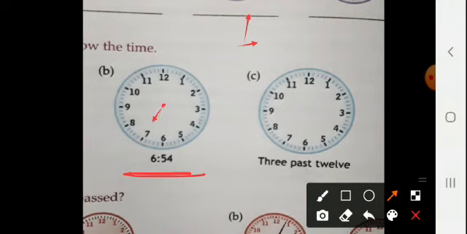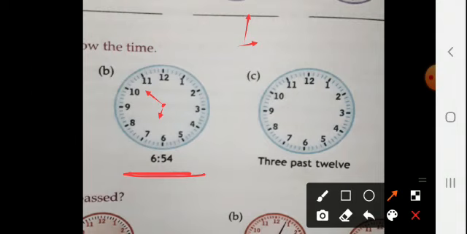No, not this one. Here. Then 54. That means 5 eights are 40, 9s are 45, 10s are 50. Then 50, 51, 52, 53 and 54. That means here we have to place the minute hand. Understood, beta? Once again I will tell you this. In this way you have to see.